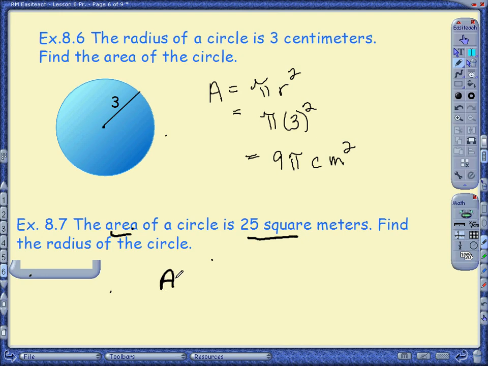So we'll write our formula down. A equals pi r to the second. We do 25 equals pi times r to the second. Now, pi is simply a number close to 3.14. So we're just going to divide pi by that. Divide pi into 25. And while you're doing that, you're going to get a big, long decimal number, because pi is an irrational number.